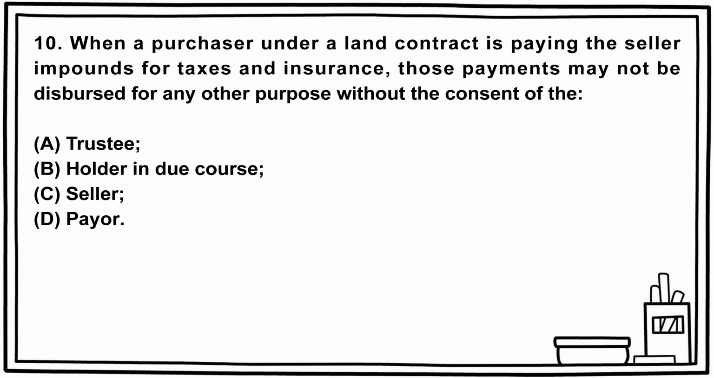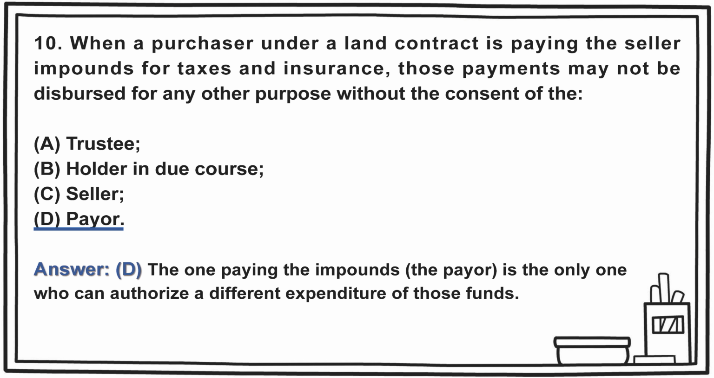10. When a purchaser under a land contract is paying the seller impounds for taxes and insurance, those payments may not be disbursed for any other purpose without the consent of the A. Trustee. B. Holder in due course. C. Seller. D. Payer. Answer: D. The one paying the impounds, the payer, is the only one who can authorize a different expenditure of those funds.